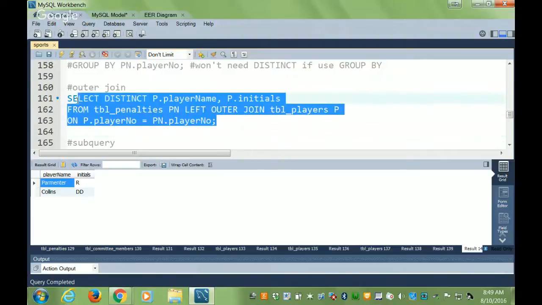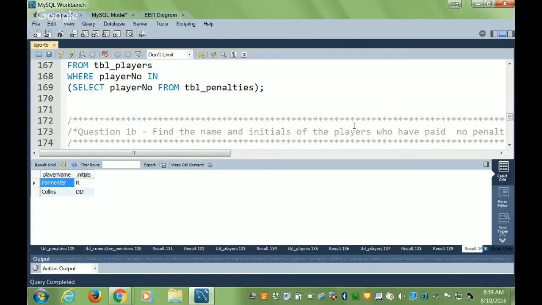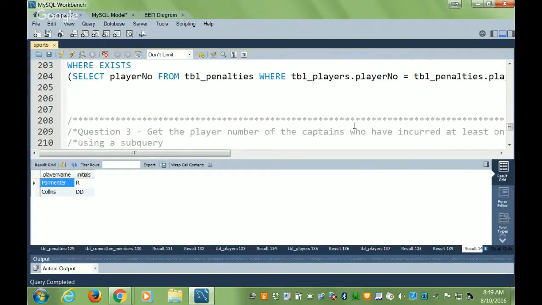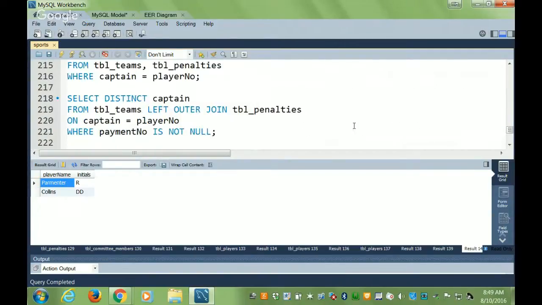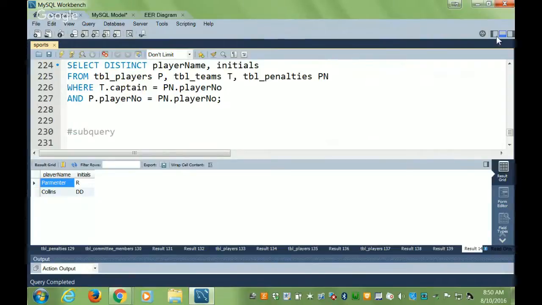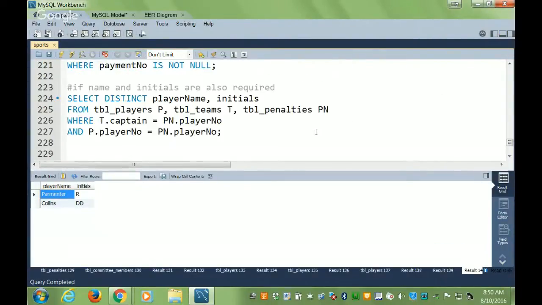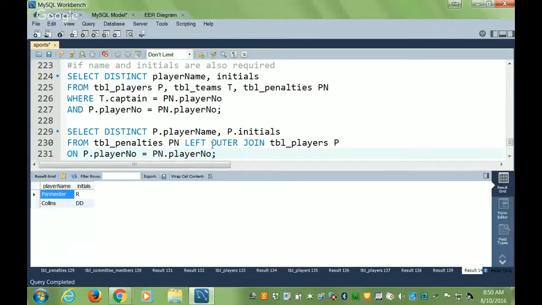Who paid a penalty? We'll have to think for a minute because we need the name and the initials, and that is coming from the third table. So I'm not sure. Let's see. I'm just keeping it here for a minute and seeing if I can. I need the names and initials of those people who have paid up.